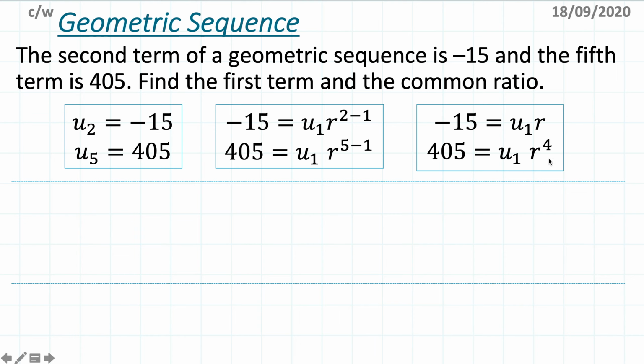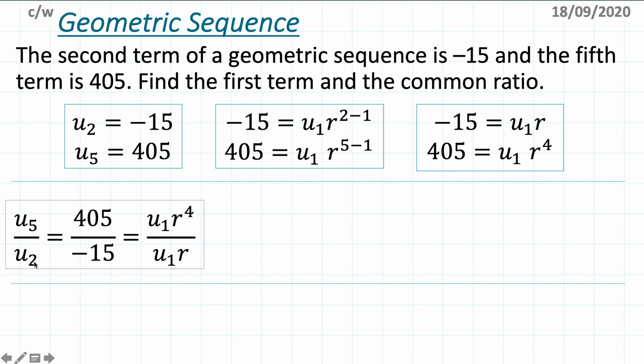And what you want to do is take the bigger term, the one with the highest r power, and divide it by the other one. So I'm going to go u5 divided by u2. Now, u5 is 405, and my u2 is -15, so that's what I'm going to divide. And my 405 is precisely this expression. So I'm just going to say that's also equal to u1 r to the power 4 divided by u1 r, which equals r^3. All I did was copy the u5 divided by u2 and put the exact values in there, and they're all just equal to each other. These are three different representations of the same numbers.